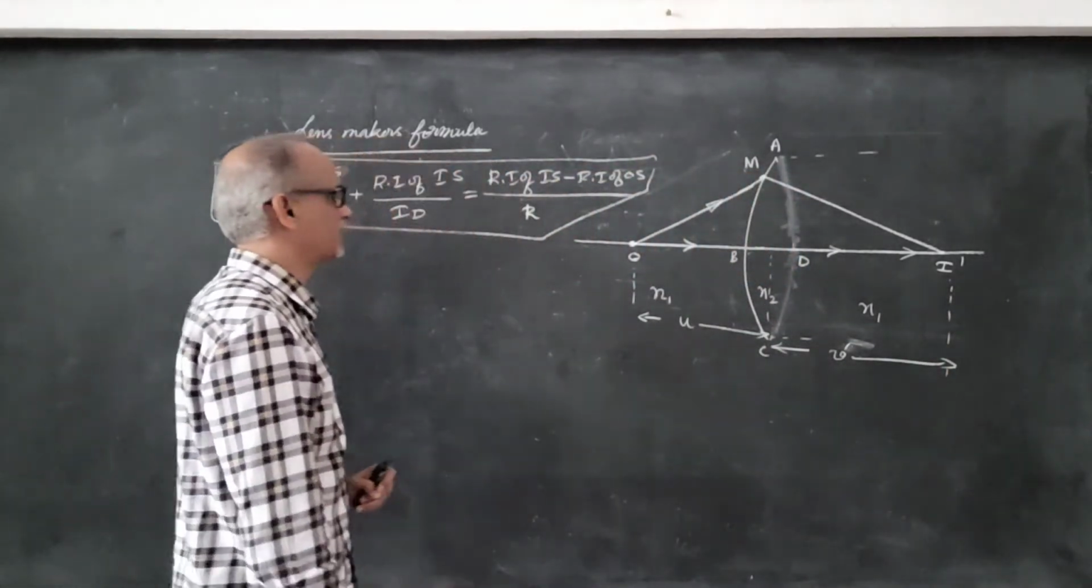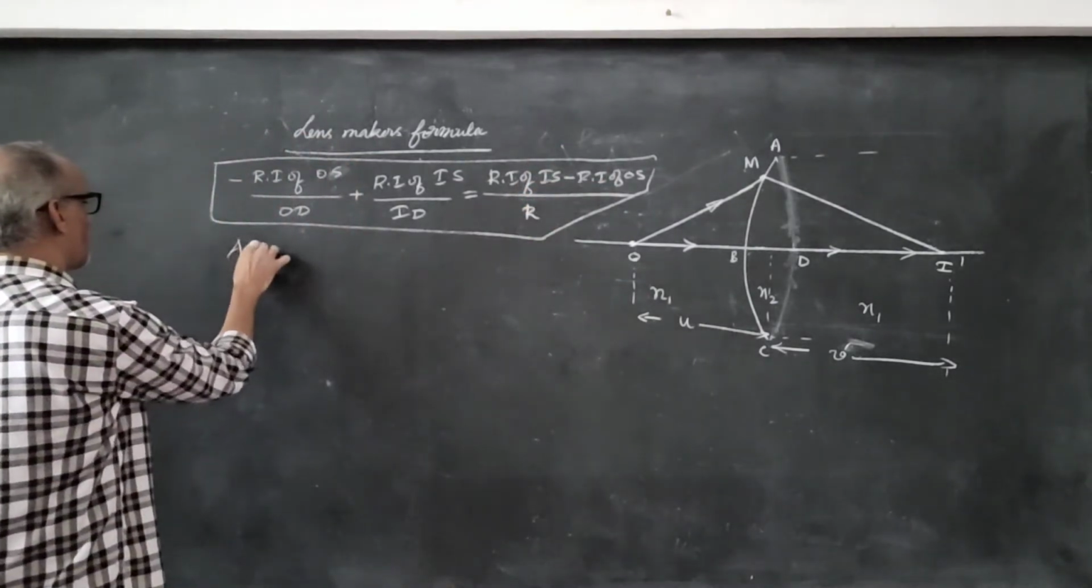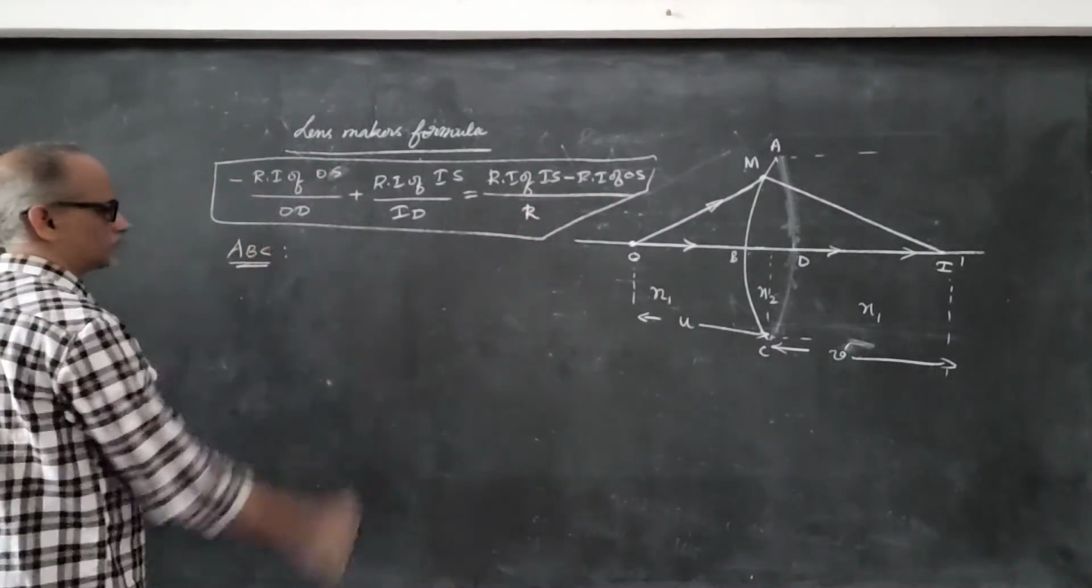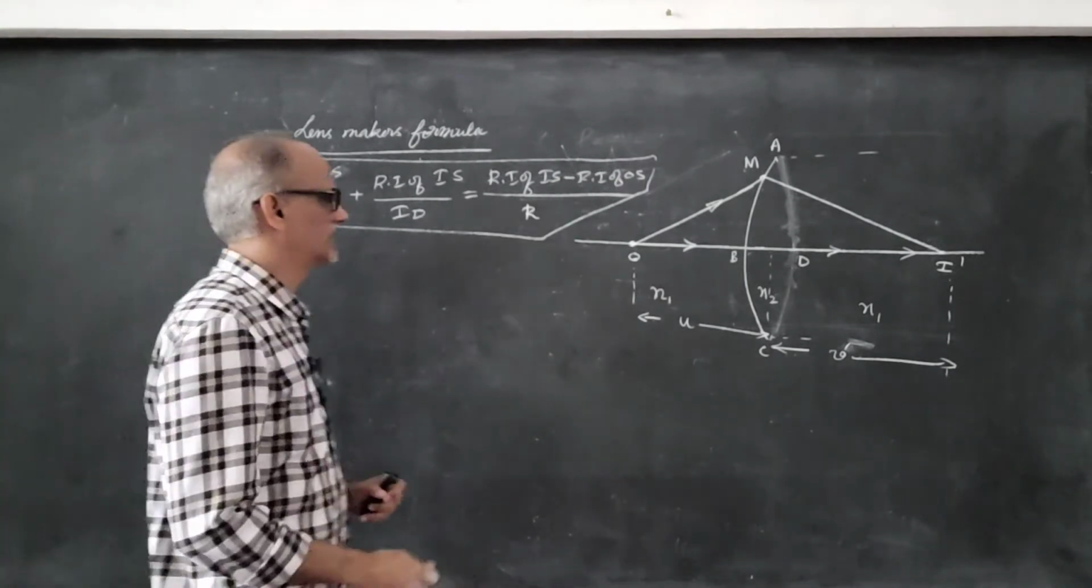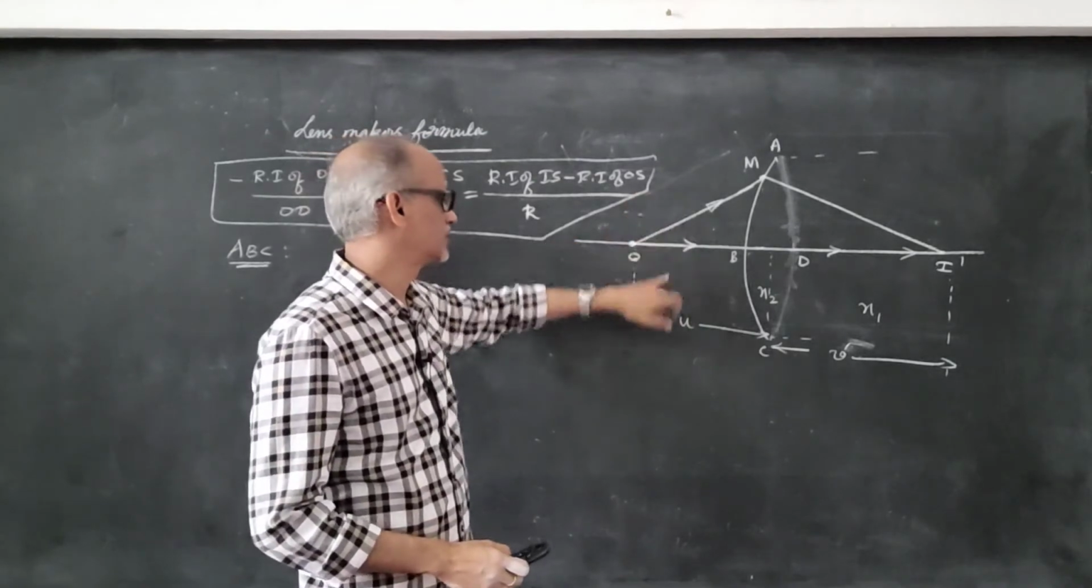Now see, whenever the refraction takes place through the first surface, through ABC, which is the object space. Object space is the space containing the incident ray, which is n1.